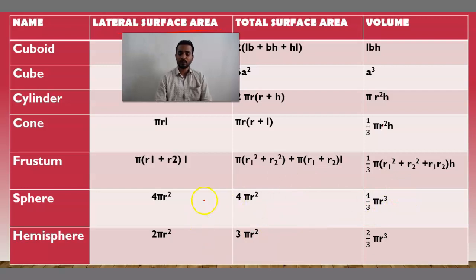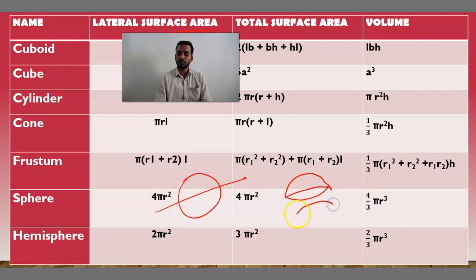In case of hemisphere, what is the meaning of hemisphere? If we cut the sphere into 2 parts, what happens? It becomes 2 subcircles, right? 2 halves of a circle. So this is our hemisphere. We have 2 hemispheres. Half of a sphere is known as a hemisphere. Now can we see this is the open part? Here also this is the cut part, the open part.